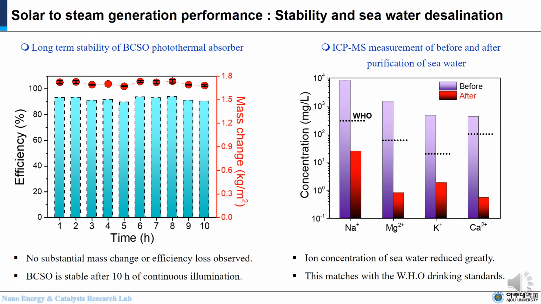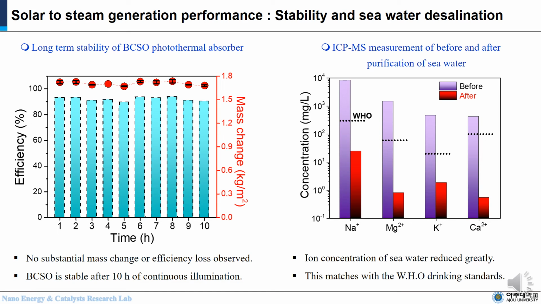Long-term stability of BCSO photothermal absorber. The long-term evaporation stability of BCSO was tested for 10 hours under continuous illumination. So we observed that there was no change in the water mass or efficiency. Also, we tested the real seawater samples collected from Busan for solar desalination. The ion concentrations of sodium, magnesium, calcium and potassium were decreased significantly, which are far below the WHO, that is World Health Organization, drinking standards.